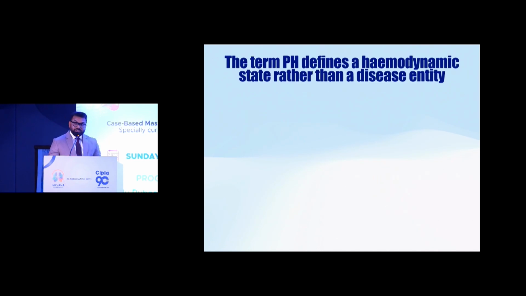So let's understand that the term pH is not a disease entity. It's just a hemodynamic state, which means that the mean pulmonary artery pressure is greater than 20 mm of Hg. But when we talk about clinical classification, the pH classification is not a hemodynamic classification. It's a clinical classification. So when we are going to classify pH, we have to take into consideration the entire clinical picture of the patients.